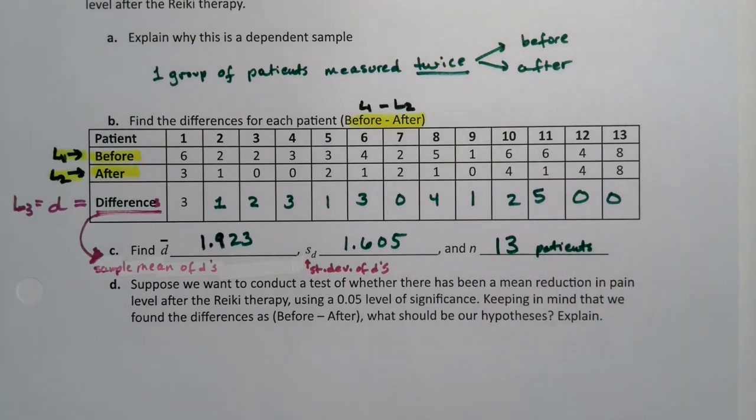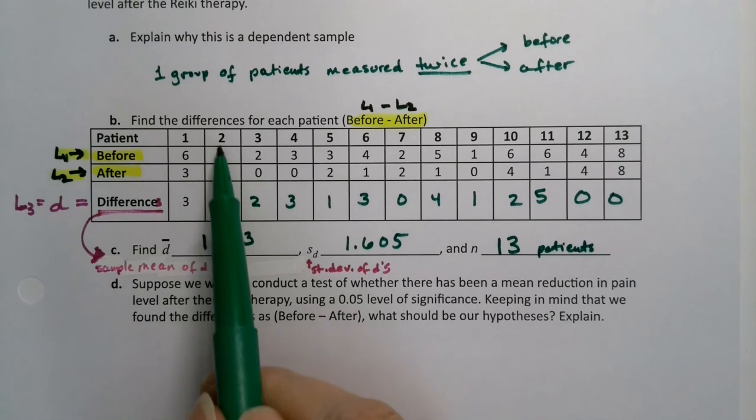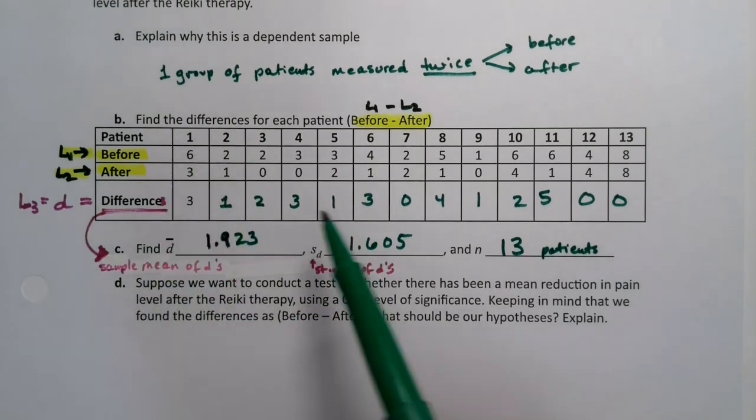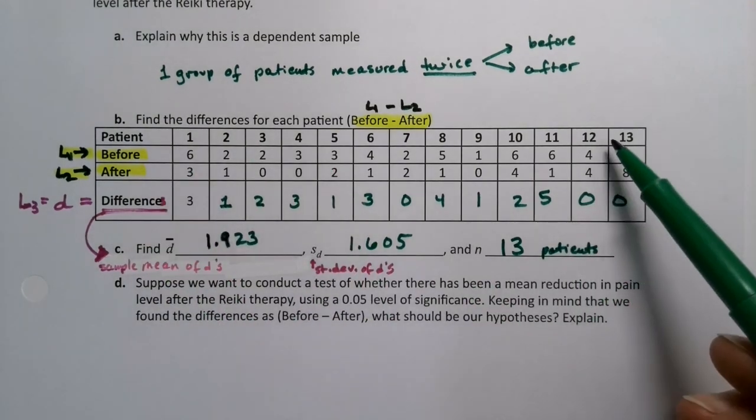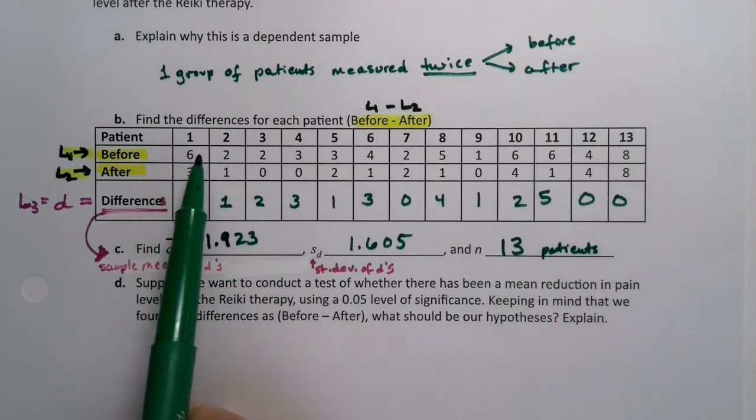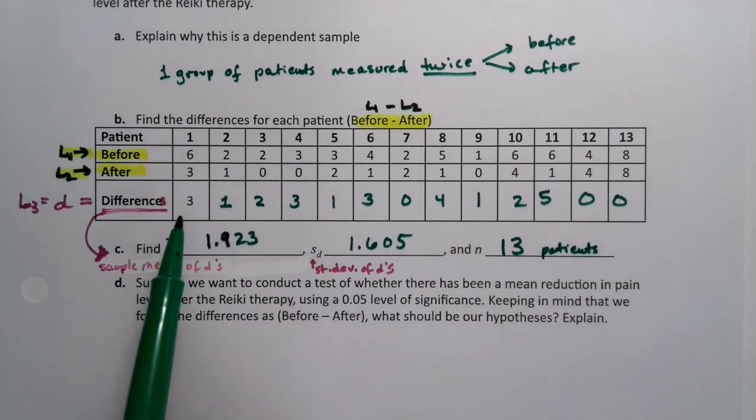If you want, you can write "patients" just to help you understand, right? 1, 2, 3. I know it looks like there's a lot more numbers than 13, and there are, but there's only 13 individual patients. These are their pain levels before, these are their pain levels after, and this is the difference between the two.